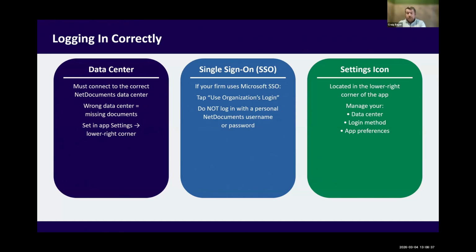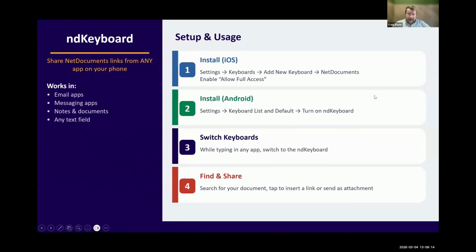Second thing is that most of my firms are using single sign-on, so you don't have a NetDocs username or password. I feel like when people download the app, they forget that and they type in their username and password, which is their Office 365 Windows password, and it doesn't work. There's a button that says use single sign-on. You have to click on that button and then you're logged in. This applies when you have the app, and also when you're using any of the other applications there. The settings icon allows you to change all that.